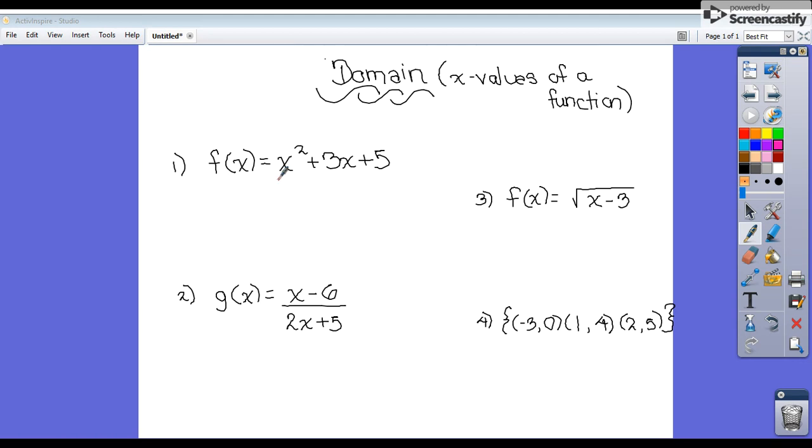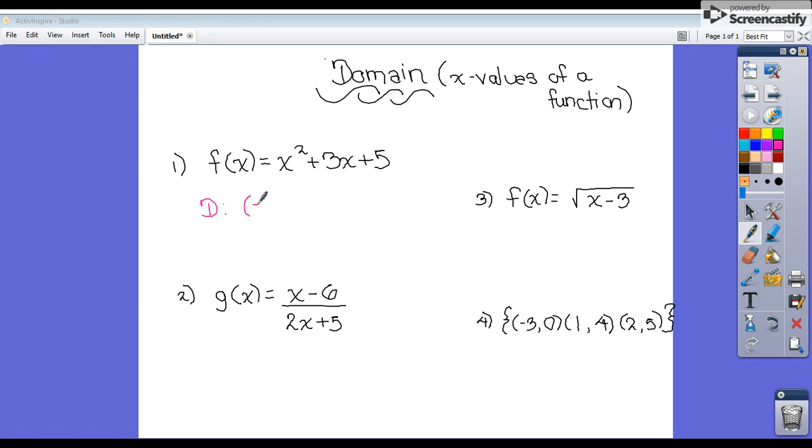Can I plug a negative value into x and get an answer? I can. If I plug 0 into x, I'll also get an answer. And if I plug a positive number into x, I'll also get an answer. So everything for x is going to work, which means in number one, the domain is going to be all real numbers. So I'm going to write it two ways.